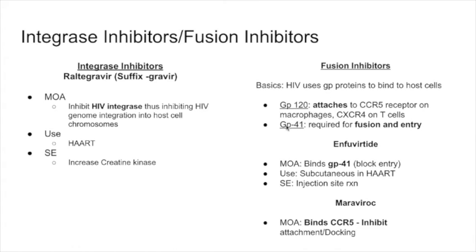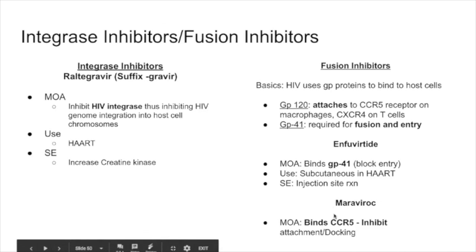So that's the first protein. The second protein is GP41, and that's required for fusion and entry. So there are drugs that target these proteins. Enfuvirtide is a medication that targets fusion because it binds to GP41, so it blocks fusion and entry. It's a medication that's used subcutaneously.